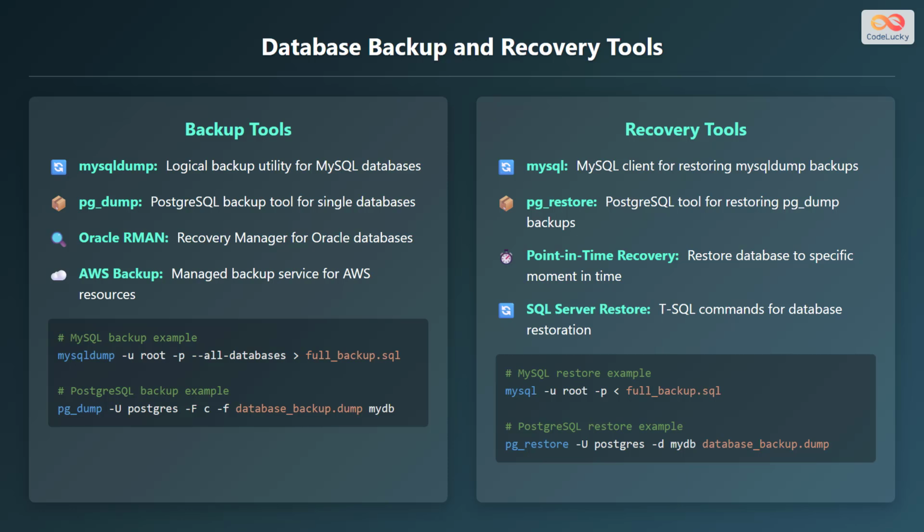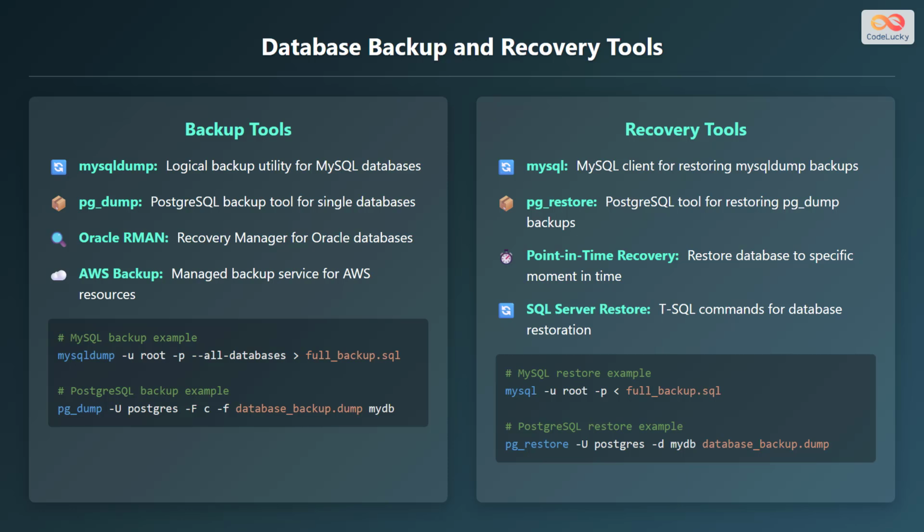For recovery, MySQL Client is used for restoring MySQL dump backups. PG_restore is a PostgreSQL tool for restoring PG_dump backups. Point-in-time recovery helps to restore the database to a specific moment in time. SQL Server Restore uses T-SQL commands for database restoration.